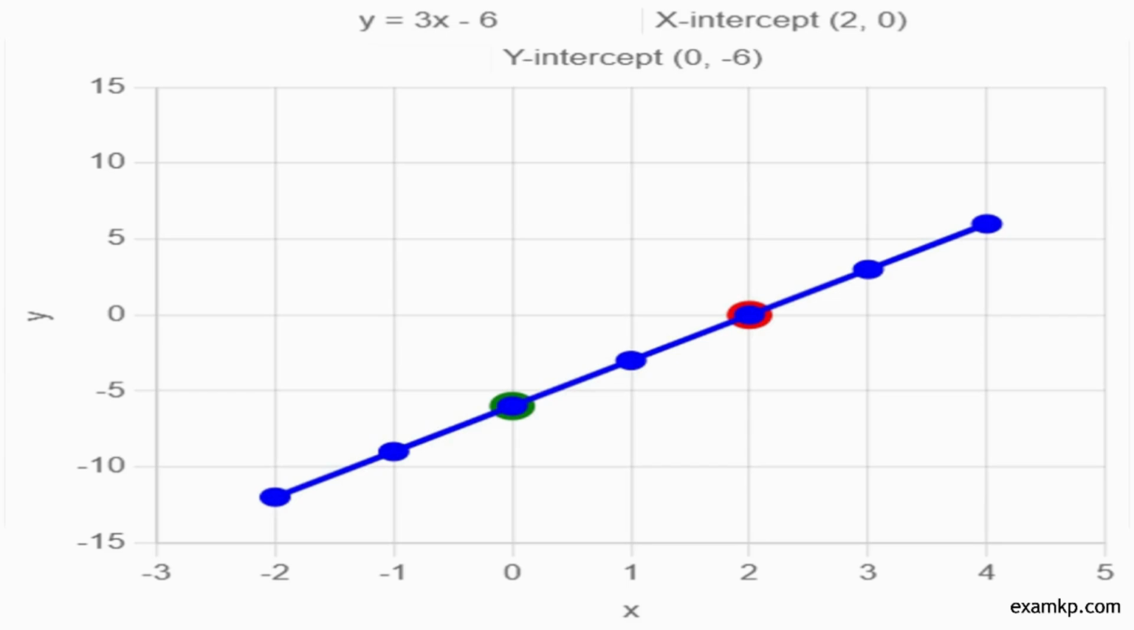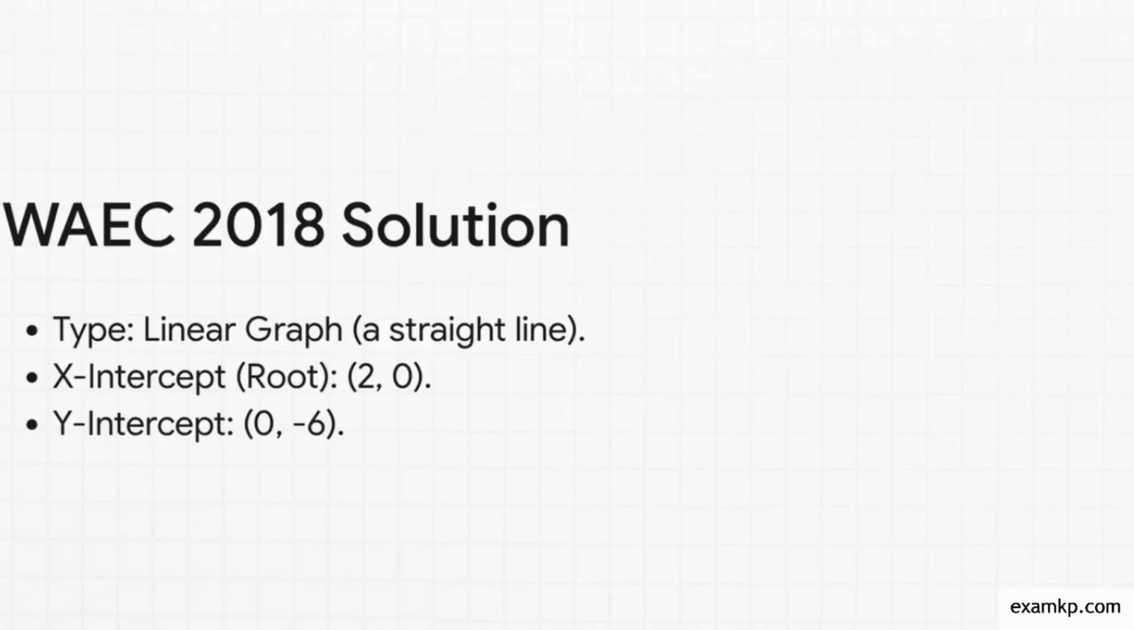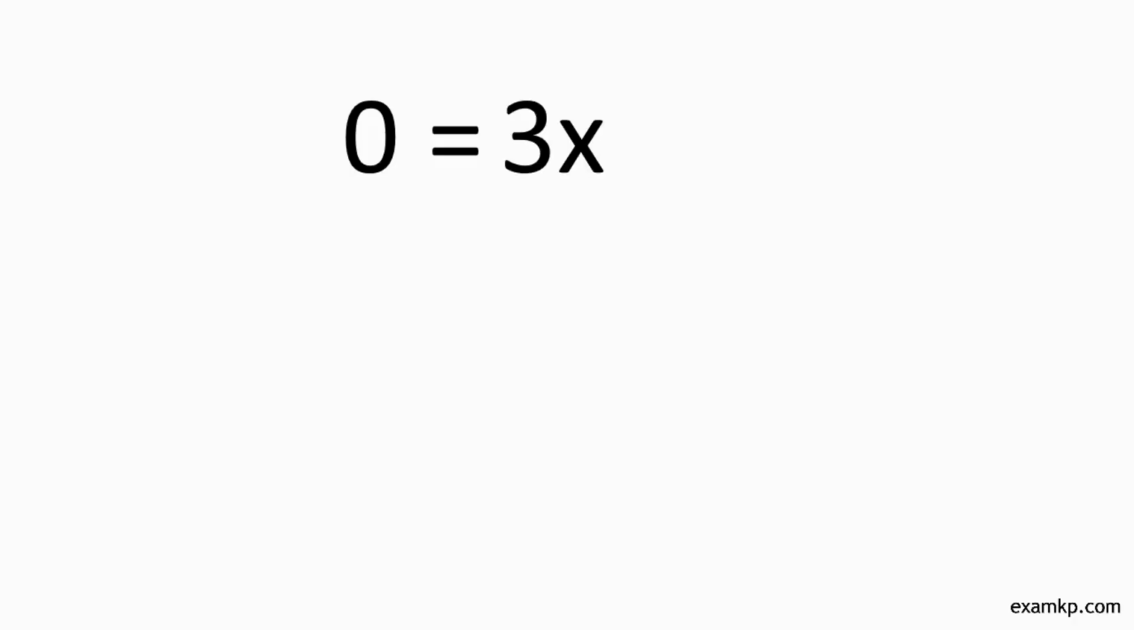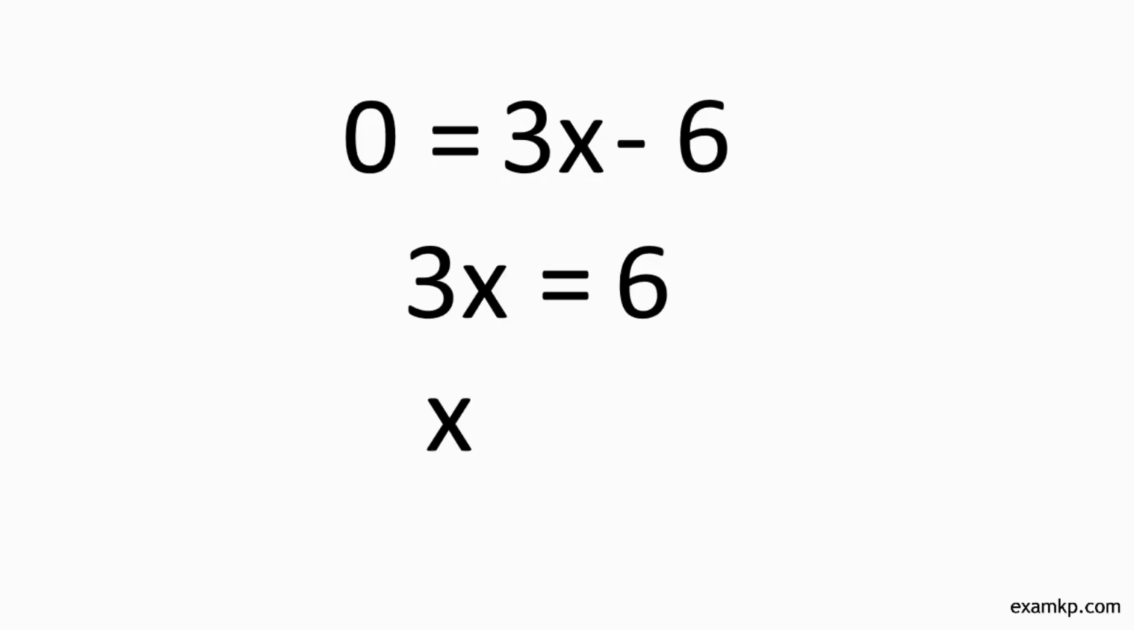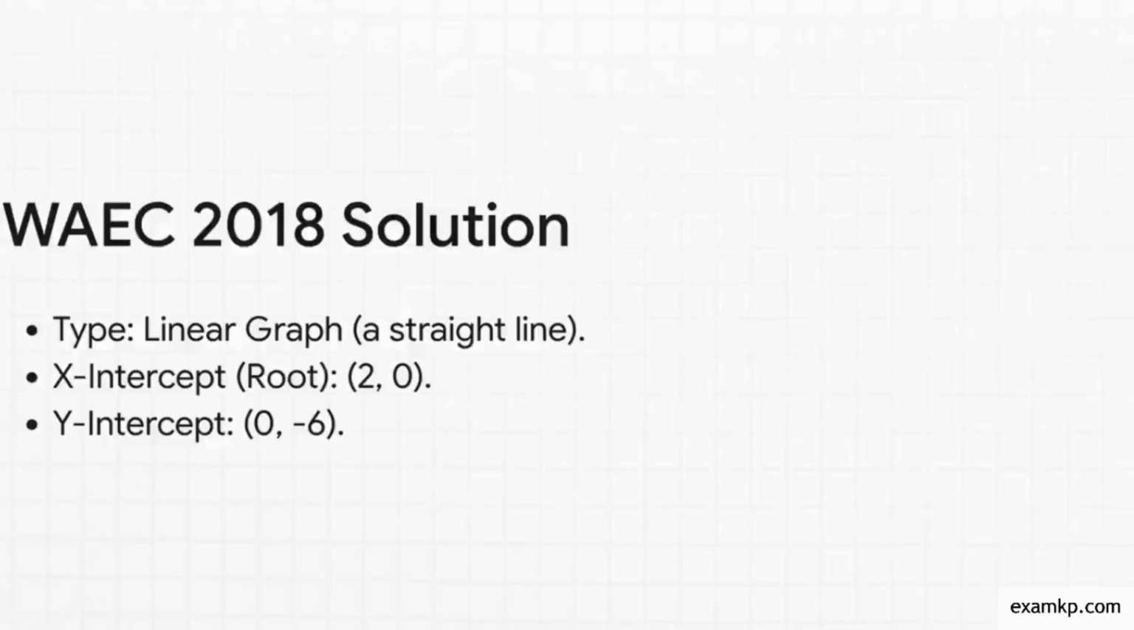Now, to solve it, we just need the key points. That's minus 6 at the end. That immediately tells you the y-intercept is down at (0, -6). And to find the x-intercept, you just quickly set y to 0 and solve for x, which gives you the root at (2, 0). That's it. You have everything you need to sketch the line.